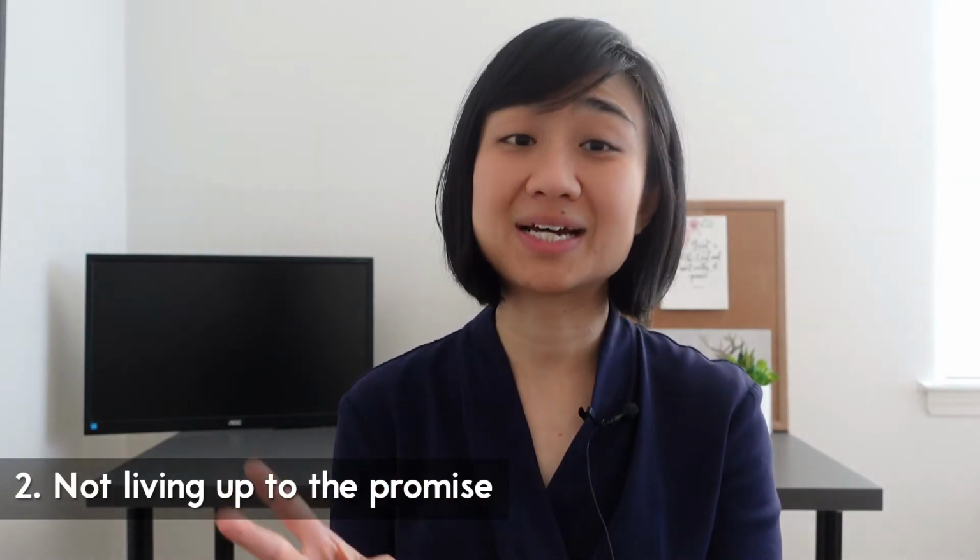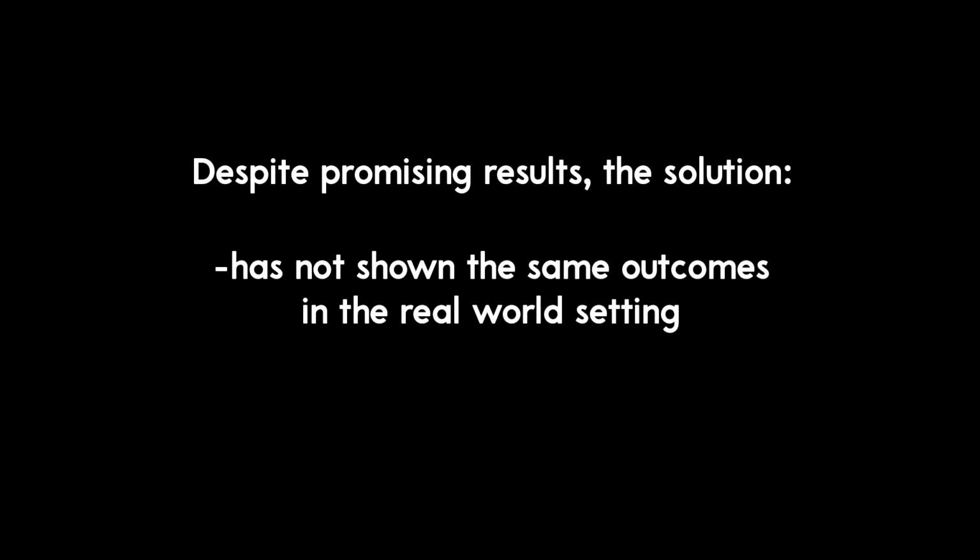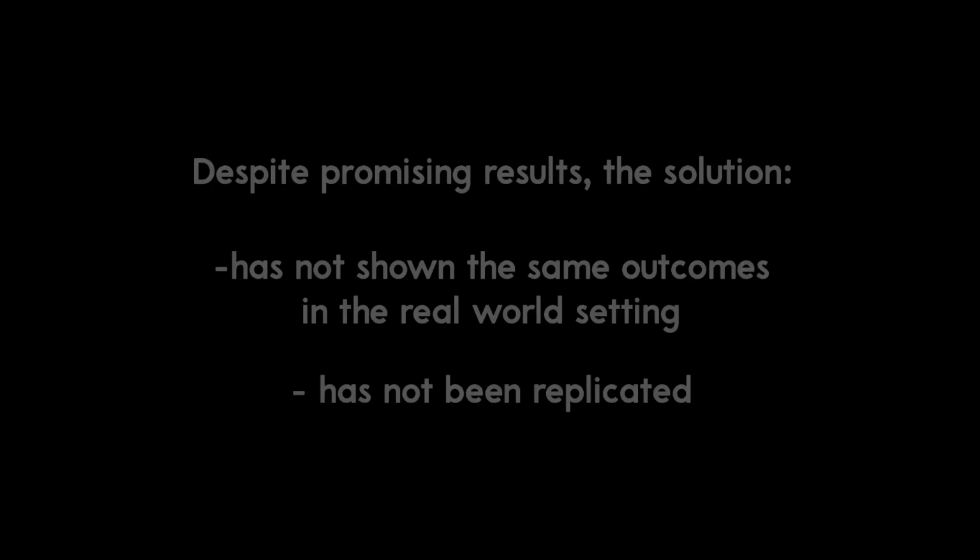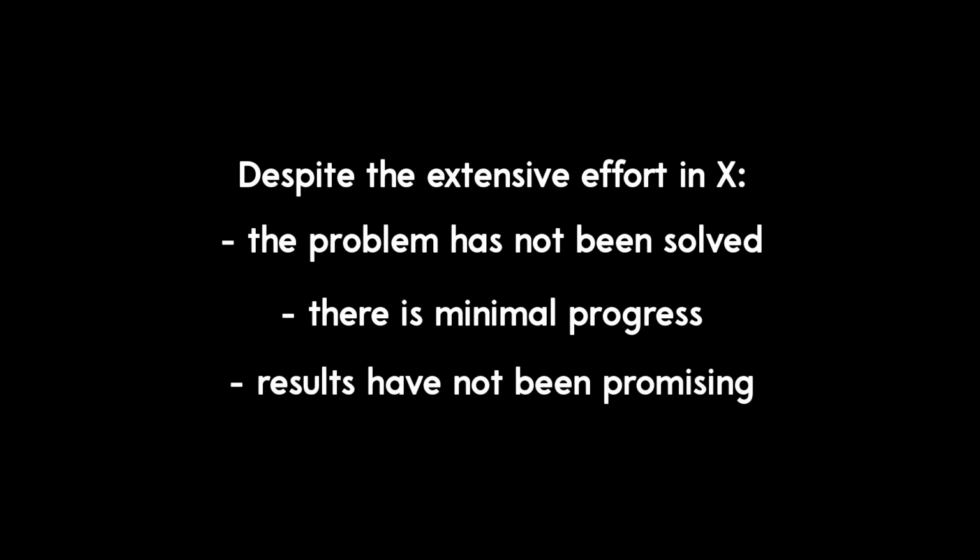The second formula, not living up to the promise. Use these types of hooks when your field has so much hope in a new invention but felt disappointed with the results. For example, despite promising results, the solution has not shown the same outcomes in a real-world setting, or it has not been replicated. Another version, despite extensive effort in X, the problem has not been solved. There is minimal progress. Results have not been promising.